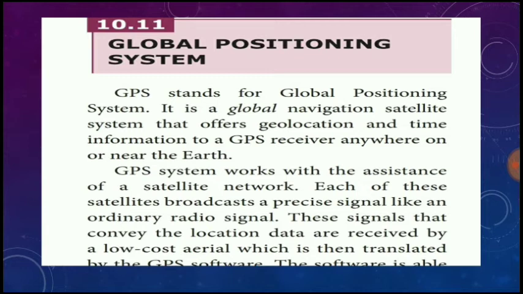The GPS system works with the assistance of a satellite network. Each of these satellites broadcasts a precise signal like an ordinary radio signal. These signals that convey the location data are received by a low-cost aerial, which is then translated by GPS software. That is what GPS, the Global Positioning System, is. We are all using GPS nowadays in mobile phones.